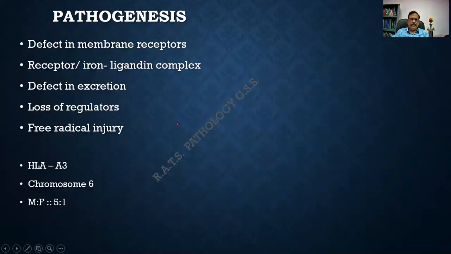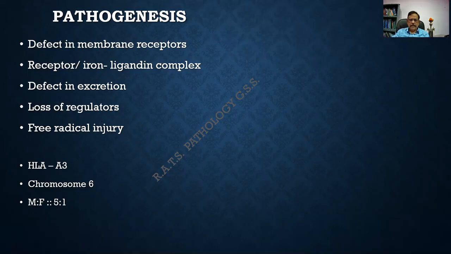But in some conditions, I find that there is an excess of iron that is deposited. This can be because of a defect in the membrane receptors or in the receptor ligand complex. Defect in excretion. There will be absorption but no adequate excretion. Loss of the regulators. And finally, a free radical injury. These are all different hypotheses by which there can be an increased amount of iron.